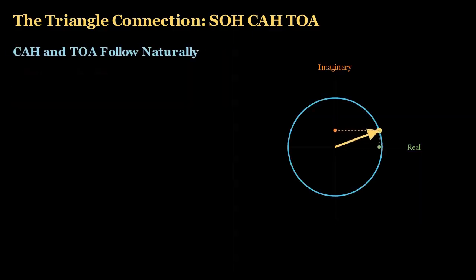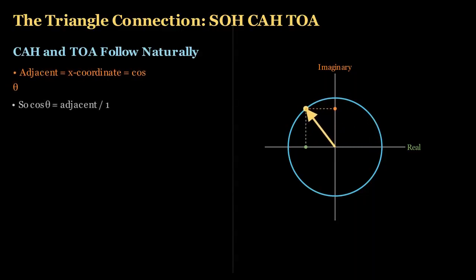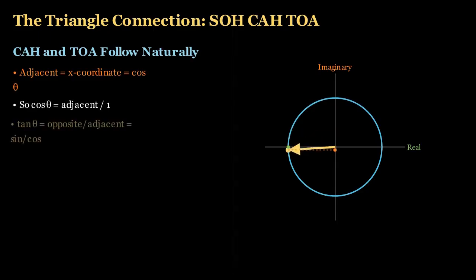Similarly, the horizontal leg adjacent to the angle is cosine. And tangent? It's the slope, rise over run, which is opposite over adjacent, or sine divided by cosine. The circle unites all three ratios.